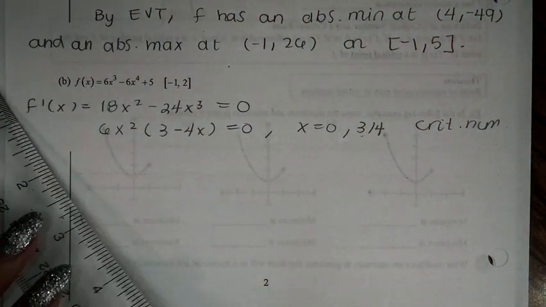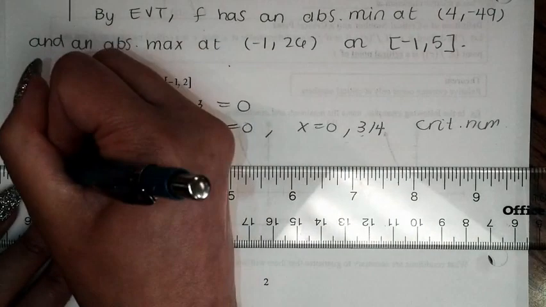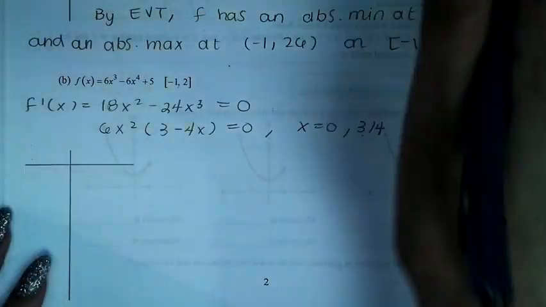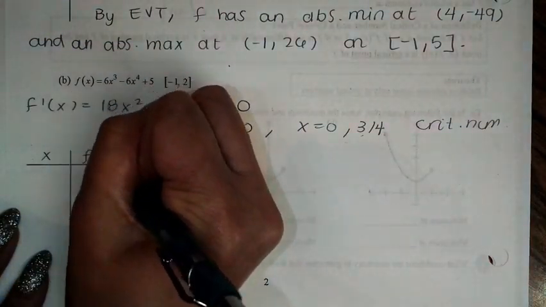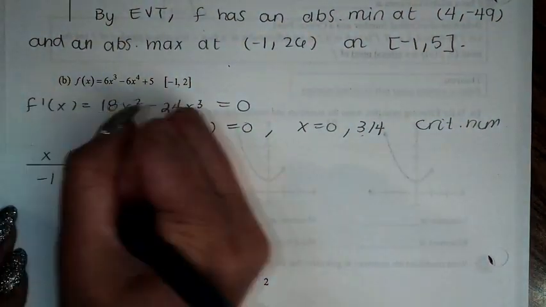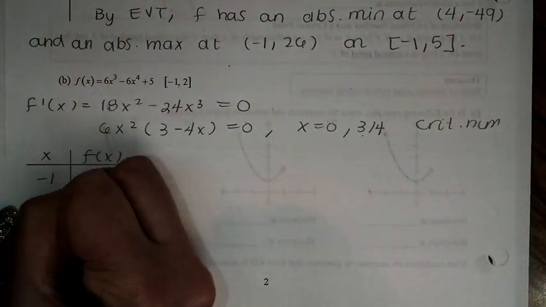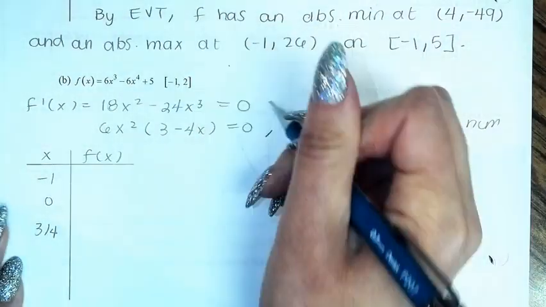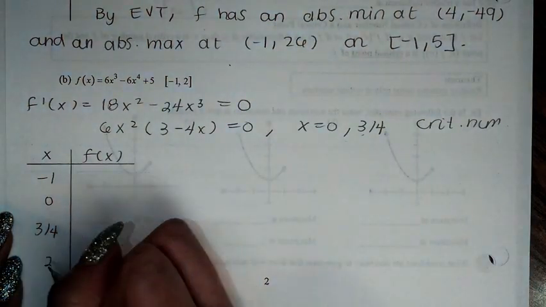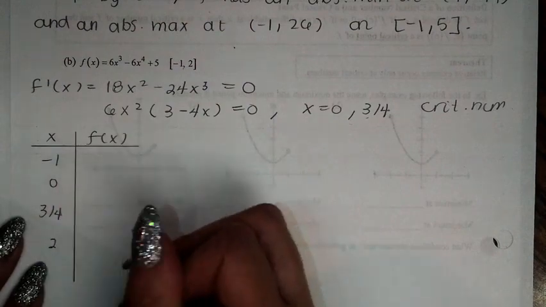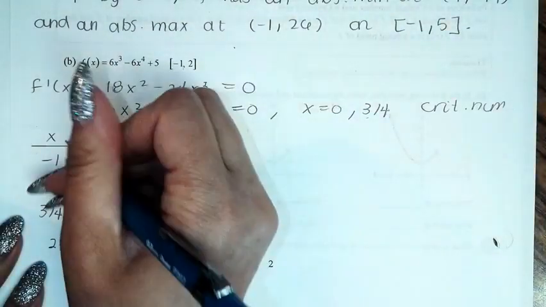So your candidates here, let's look at them and let's evaluate them. So you have x and f of x. You have -1, you have the 0, the 3 over 4, that is not going to be pretty, and then you have the 2, right? So these are our candidates. What are you going to do here? You're going to plug them into the original.